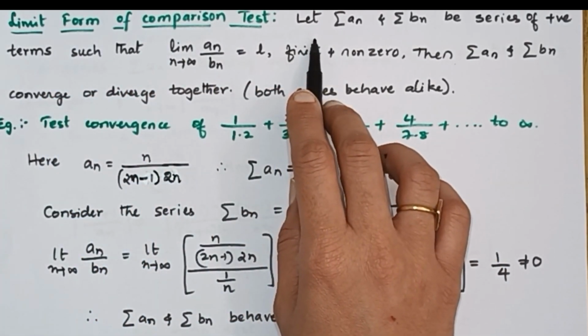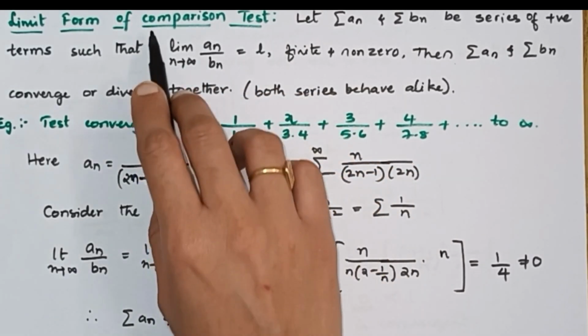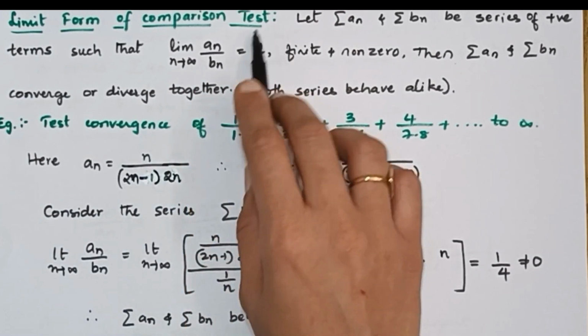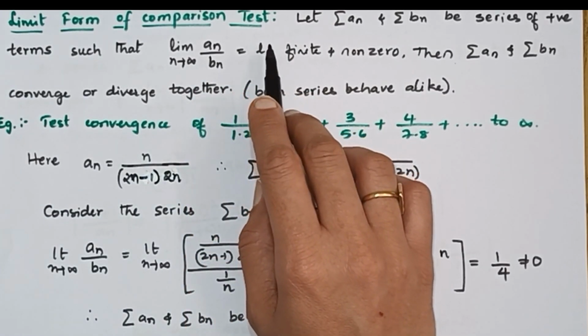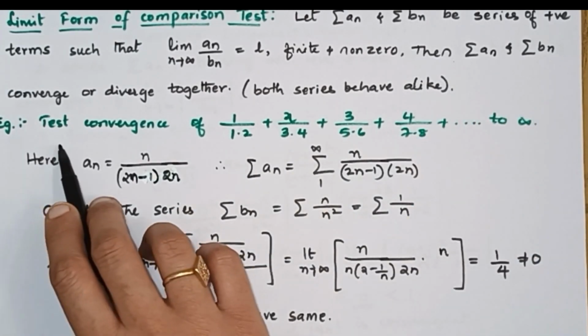So to apply the limit form, you always first find out the an by bn ratio, then apply the limit n tends to infinity and check what value you are getting. If it is finite and non-zero, then you can go with this conclusion. See, let us take one example.